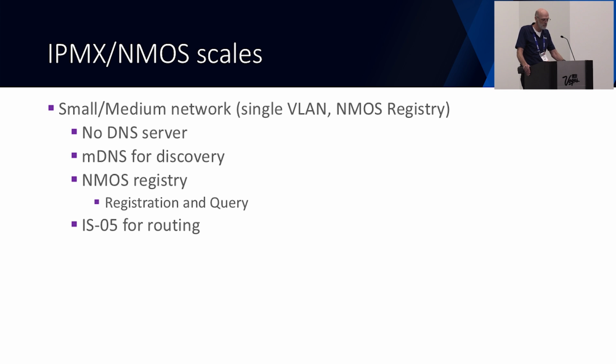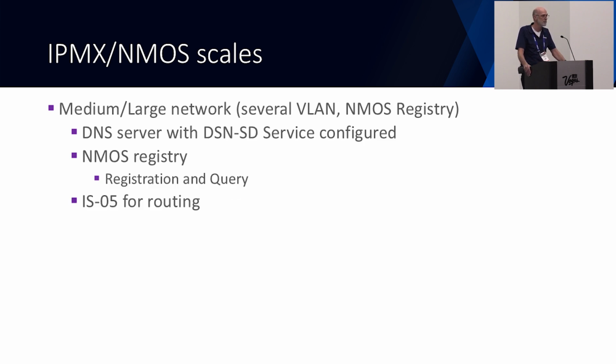If you have a medium-sized network, we're still having a single VLAN here, but there is an NMOS registry. So there's no DNS server to find the registry. However, with mDNS on a single VLAN, you discover the registry, registration and query. So devices will find the registration service, add themselves to the registry, and the IS-05 controller will find the query service, use it, find the devices, and then can talk to the devices to connect them.